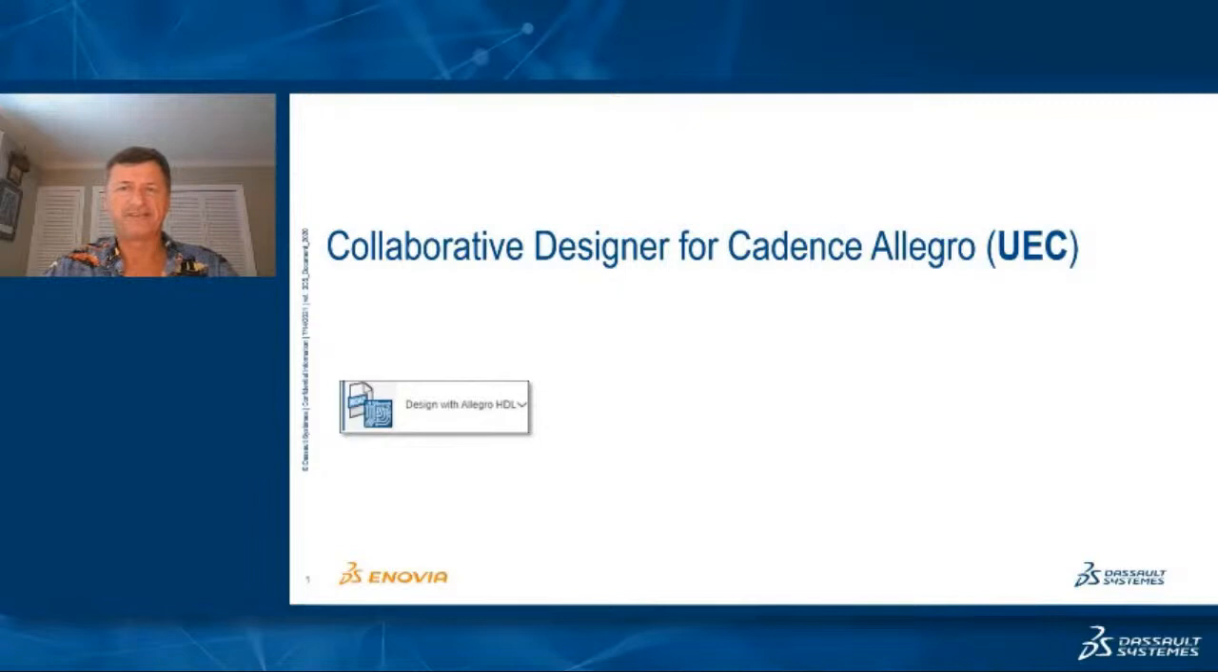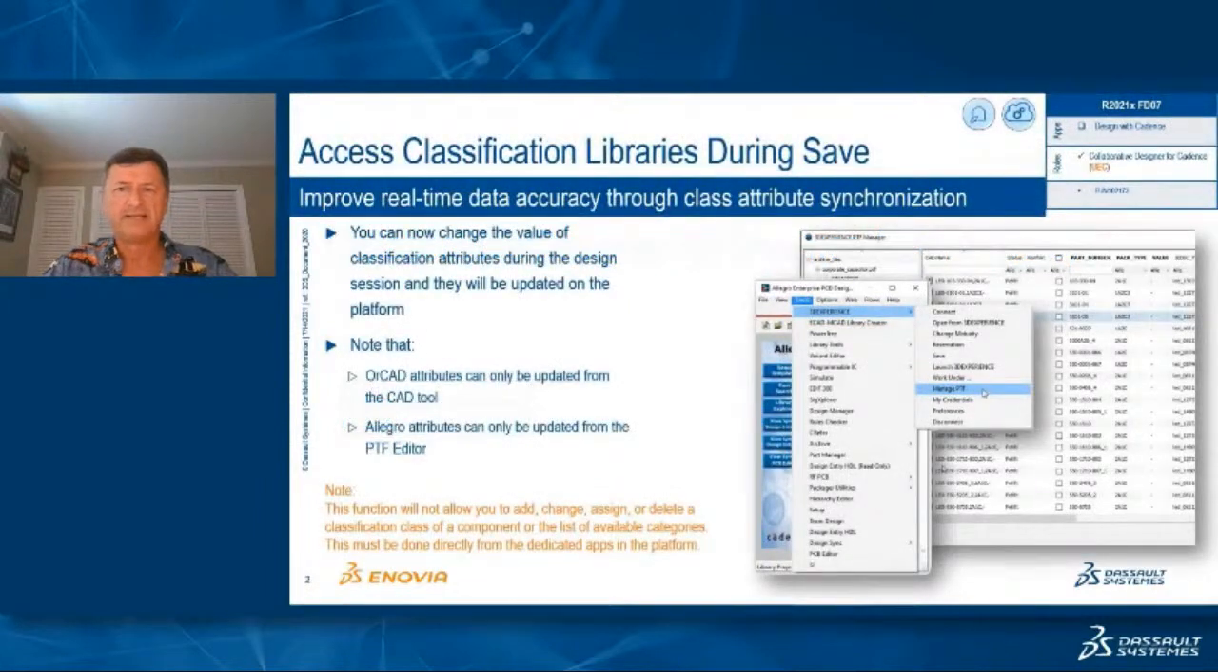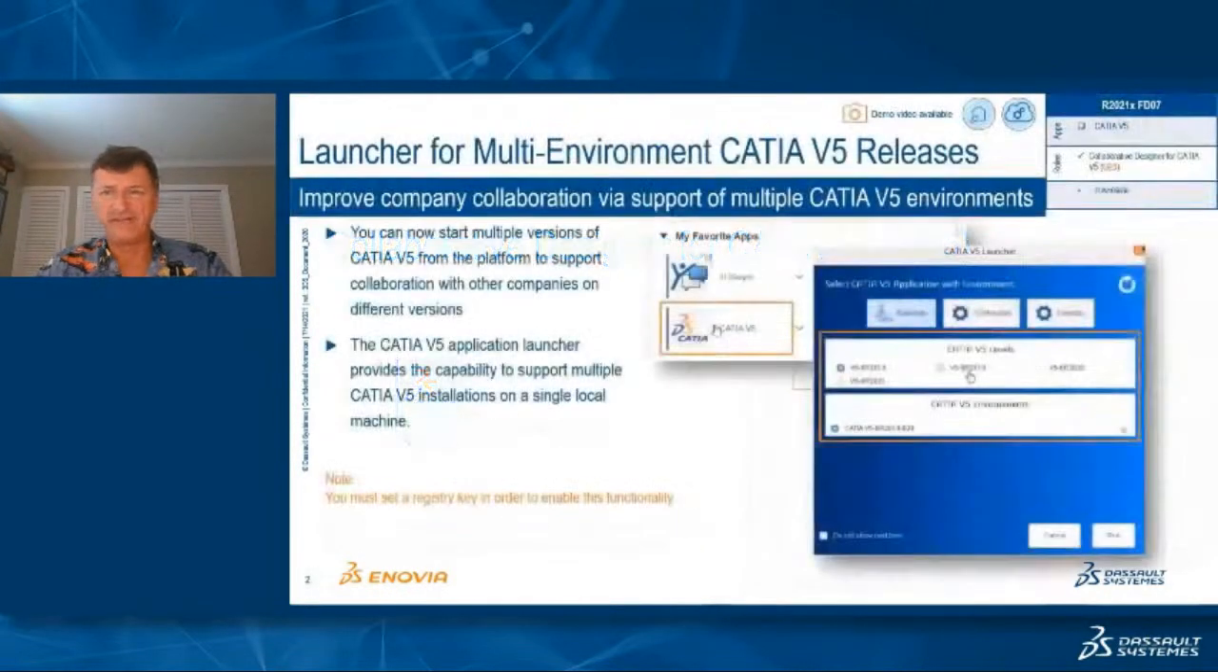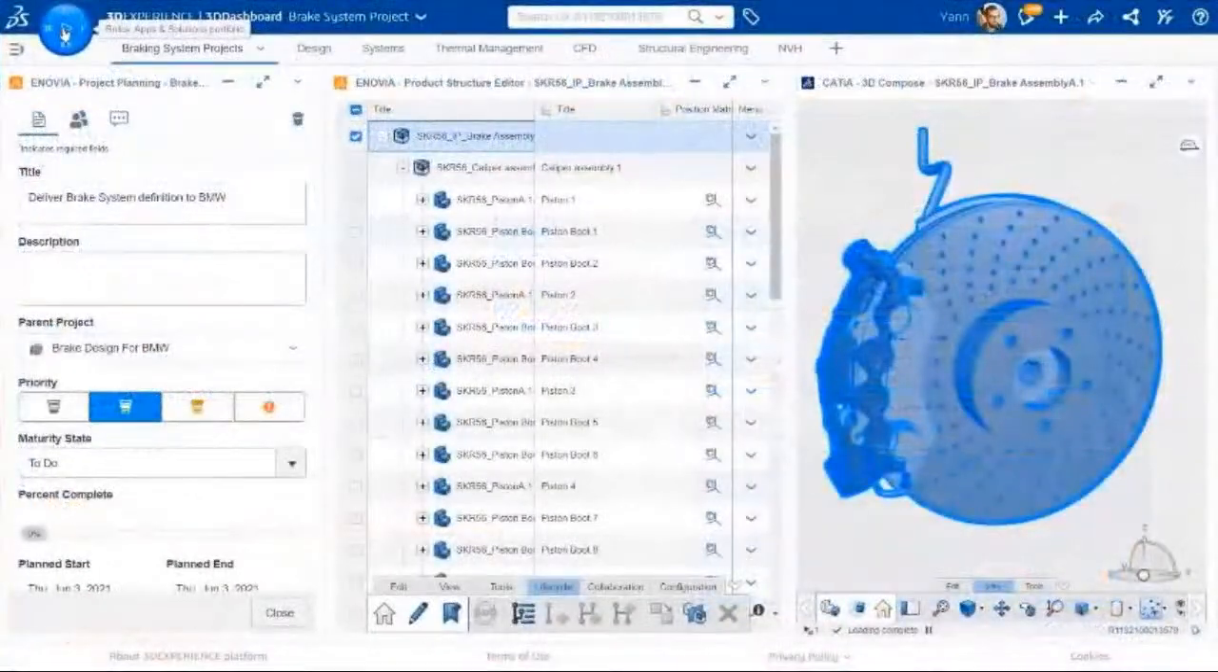Collaborative Designer for Cadence Allegro contains an additional enhancement beyond the ones shared with the Collaborative Designer for Altium. The ability to access the classification libraries during save allows you to update the classification attributes shared between the design environment and the library. For Collaborative Designer for CATIA v5, we have a powerful new enhancement that allows multiple CATIA v5 environments to be used from the platform, so let's take a closer look.